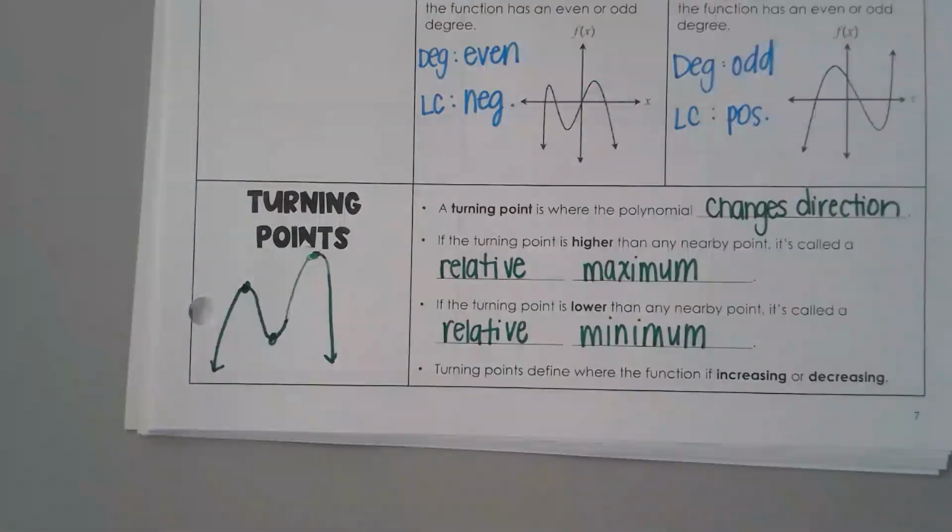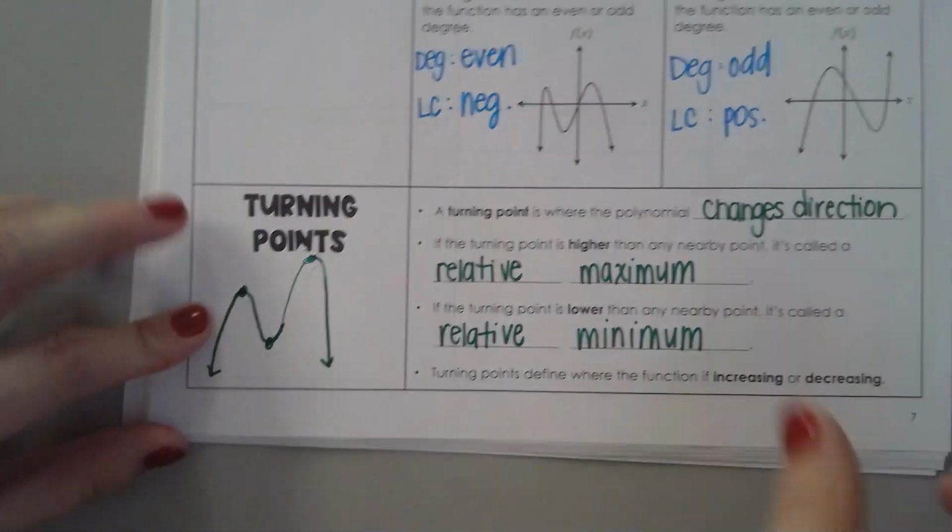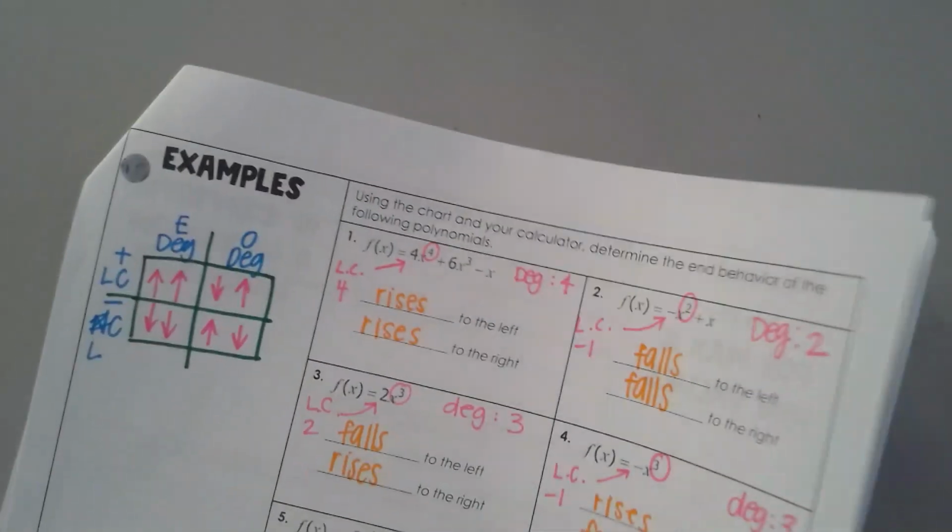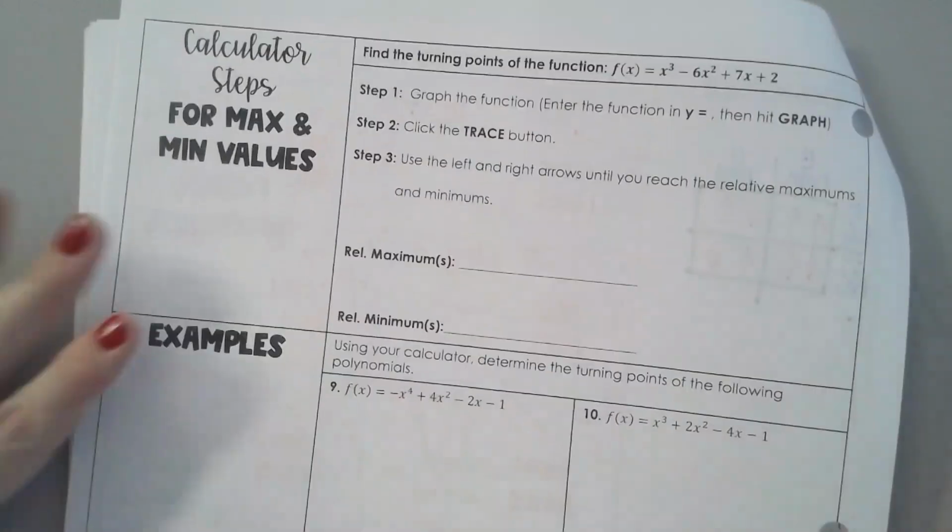So you could have more than one minimum. Those are what's in the valleys. You could have more than one maximum. If it's a quadratic, you either only have one maximum or one minimum. So you may not have both. And we're going to use that a lot in the next little bit. So I'm going to show you how we can do this on the calculator.